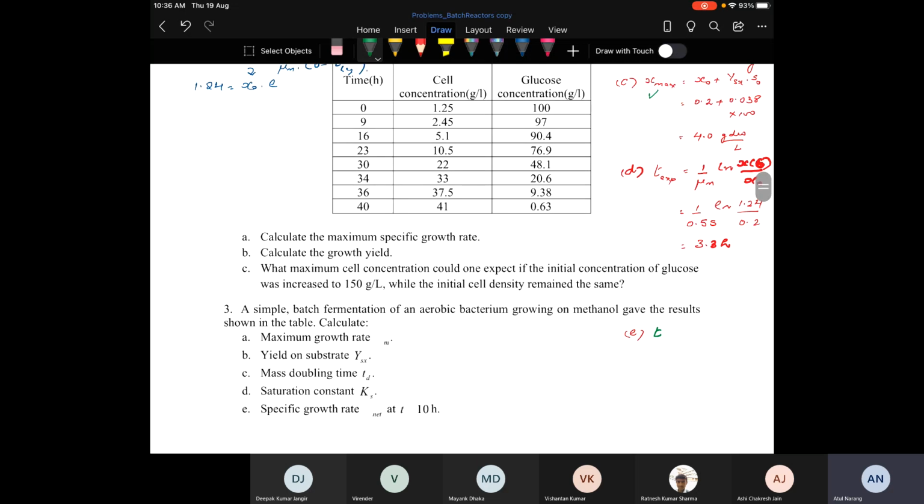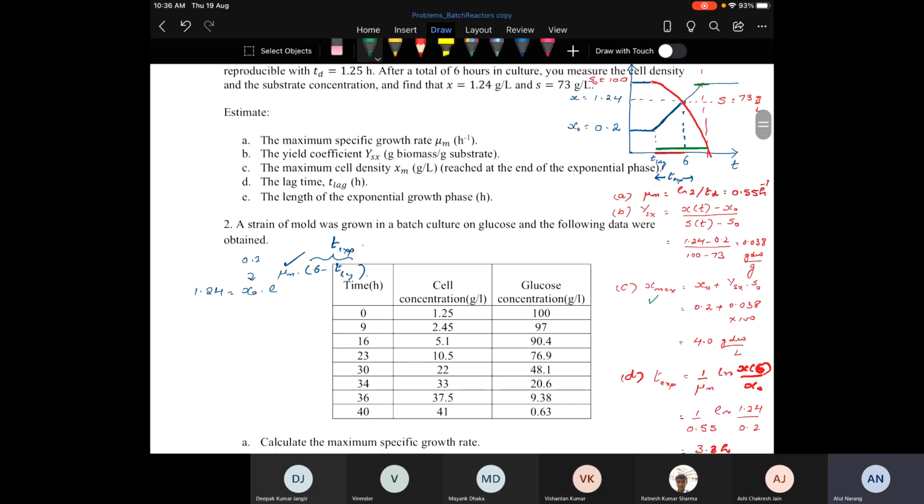So t bar, to say the entire exponential growth phase, is 1 over mu m multiplied by log of, now you won't put x at 6 hours, but x m divided by x naught. And how much does that come to? So 5.4 hours.